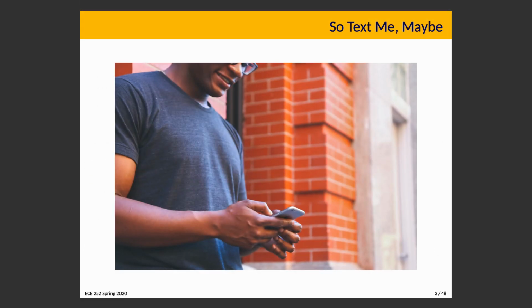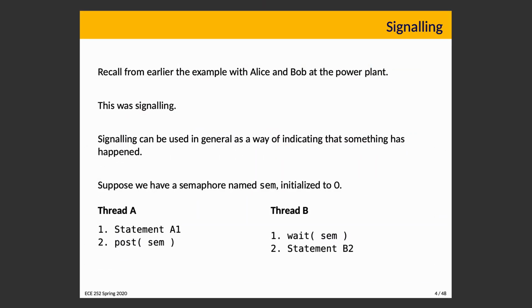So, text me maybe. You will recall a little bit from earlier, we were talking about Alice and Bob being at the power plant, and that was signaling. Alice needs to send a signal to Bob to say she has arrived. Bob sends a signal to Alice to indicate he has arrived. That is a signal, and it's like sending somebody a text. So, signaling can be used in general just as a way of indicating that something has happened, or as a way of enforcing certain ordering.